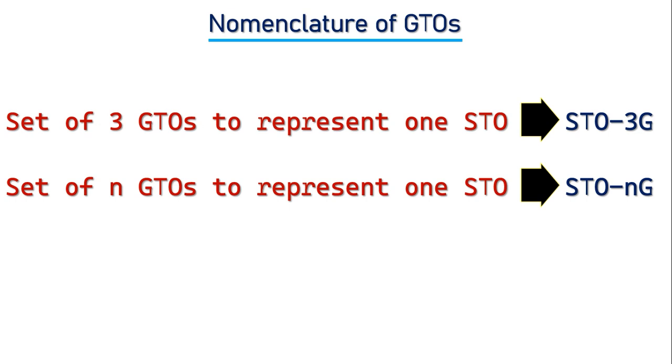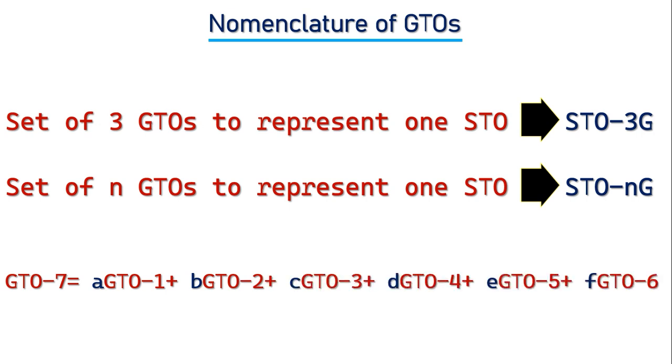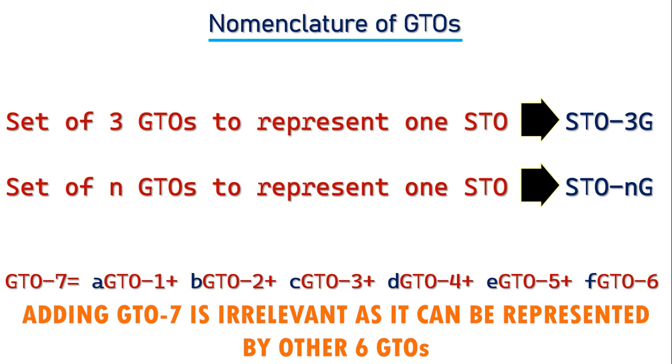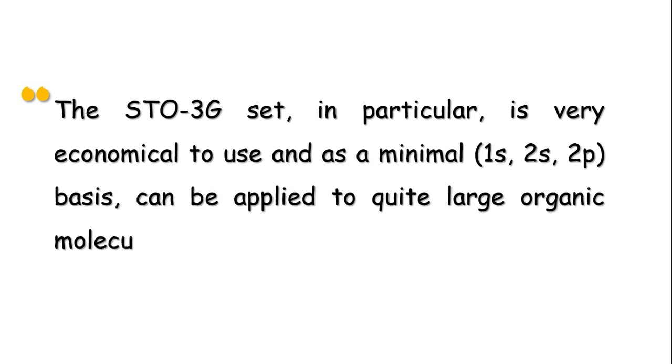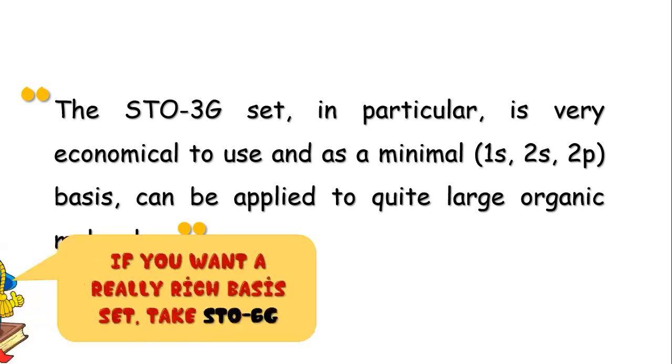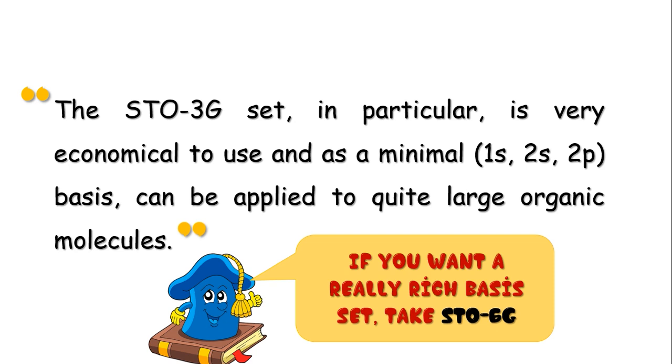Actually, there does come a point where the Gaussians become linearly dependent, and then adding more functions is not useful anymore. In fact, in that 1969 paper, they particularly said the STO-3G set is very economical to use, and as a minimal, that is 1s, 2s, and 2p basis, can be applied to quite large organic molecules. However, STO-6G is so greatly efficient that we really can rely upon it and stop adding any more Gaussians to it.